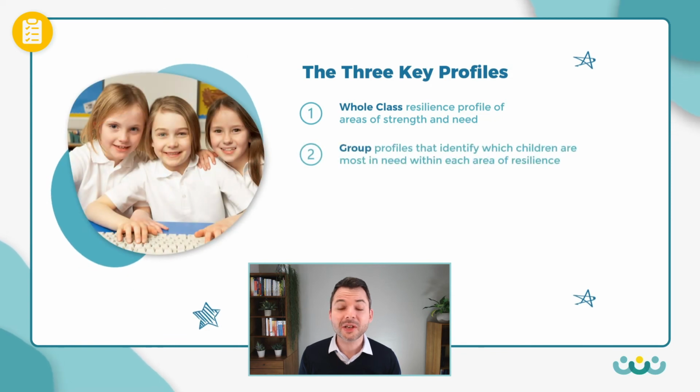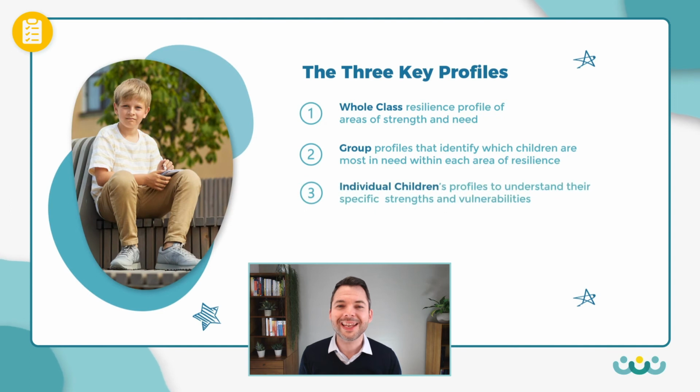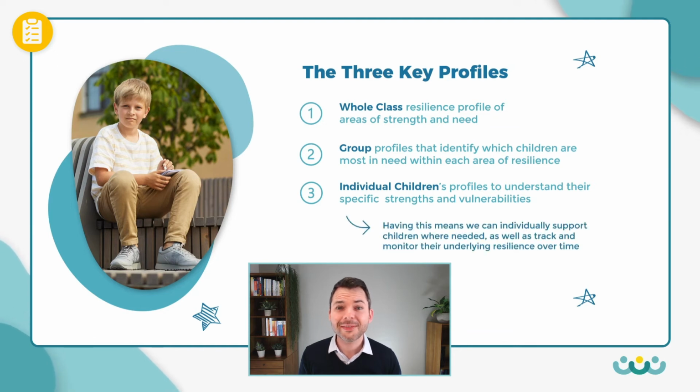The second report then shows some group profiles and identifies those children who are most in need within each of these areas of resilience. That means that, where capacity allows, we have a clear grouping of children who may benefit from some targeted small group work in this area. And lastly, it gives you a whole range of individual children's profiles to understand their specific strengths and vulnerabilities. Having this breakdown of every child's resilience profile means that we can individually support children where needed, as well as track and monitor their underlying resilience over time.